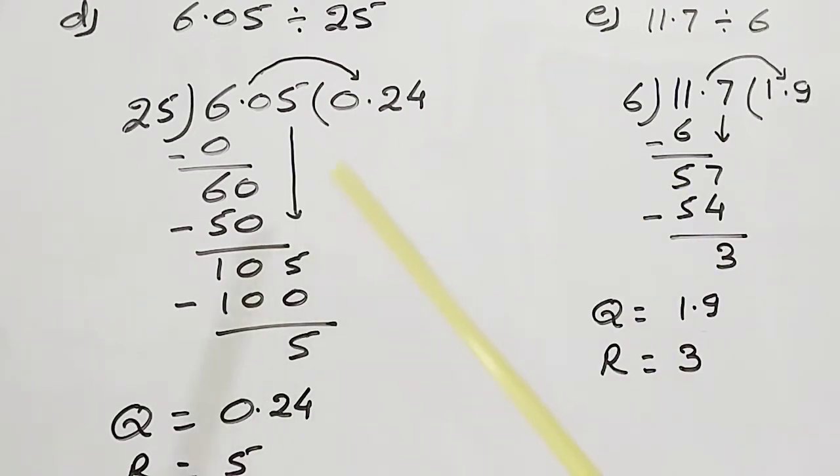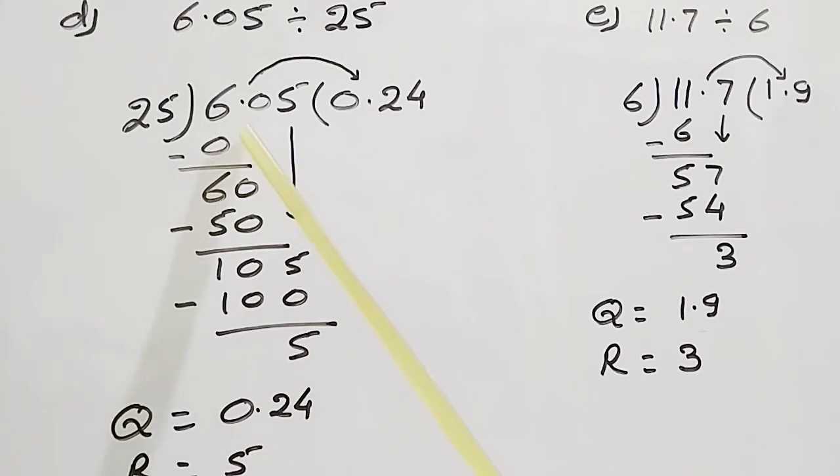Question D. 6.05 divided by 25. So first we take the whole number part of the dividend, 6. 6 is less than 25. Divisor is having 2 digits, 25. So if we take the first digit of the dividend, then it is less than the divisor. So 25 taken 0 times gives 0. 0 subtracted from 6 gives 6.